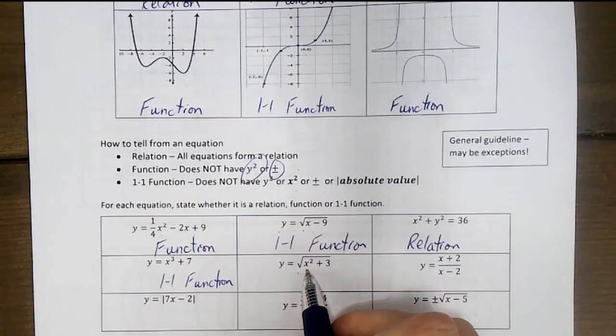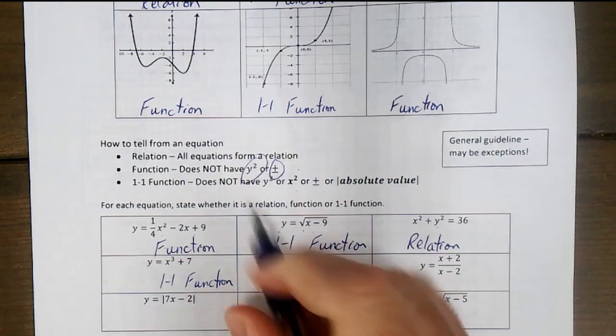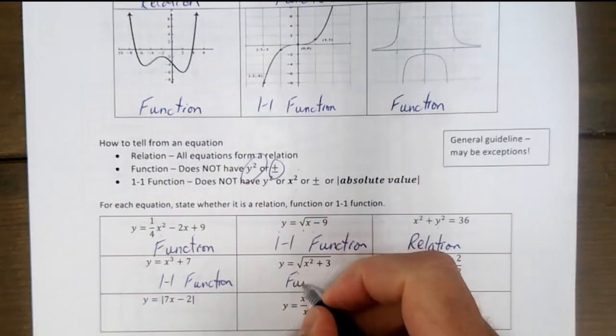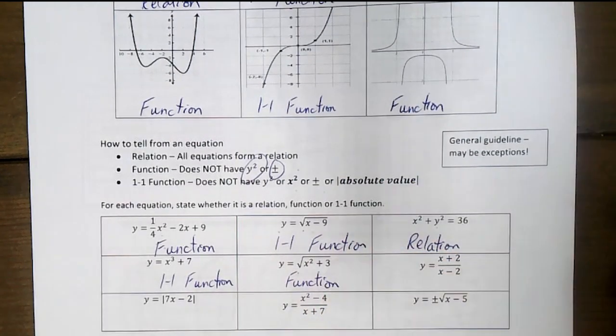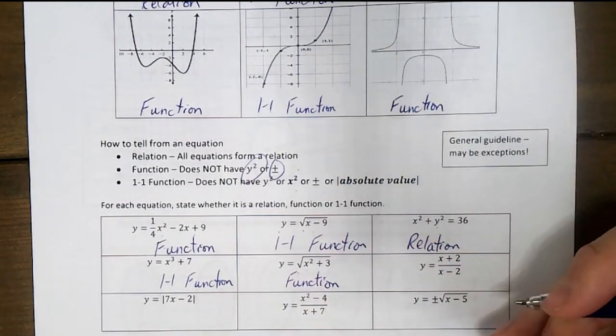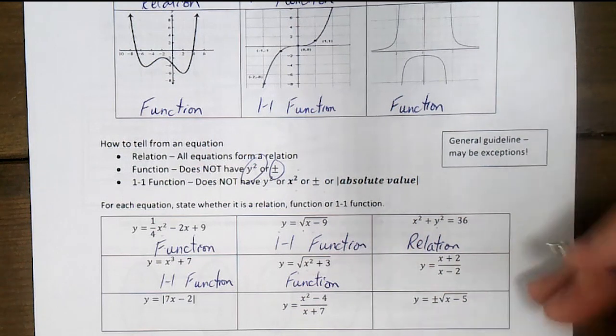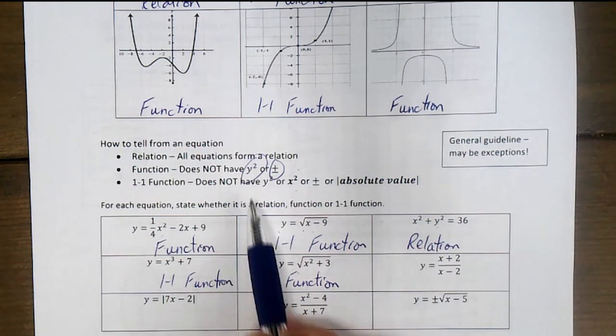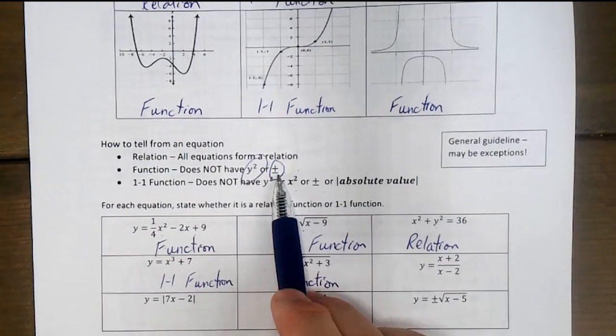We have an x squared. So that means it passes the function, but not the one-to-one, so it's just a regular function. Now this is a simplification. As you get more and more complicated, and as we get to chapter 4, we will go into this in more detail, but this just saves us the problem. For this chapter, if there's a y squared or a plus minus, it's not a function.